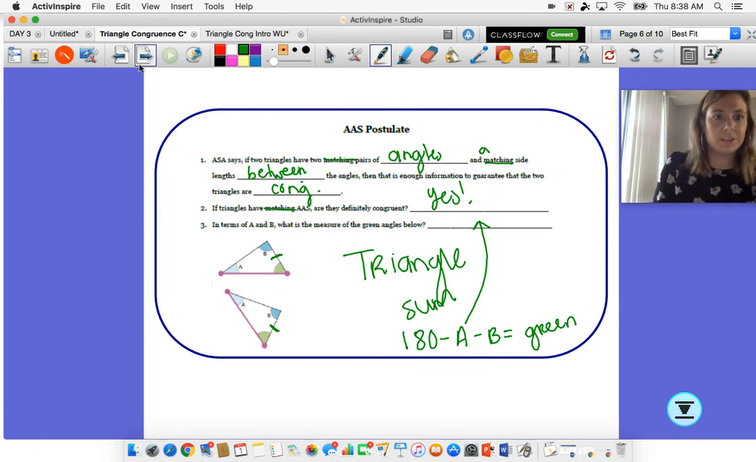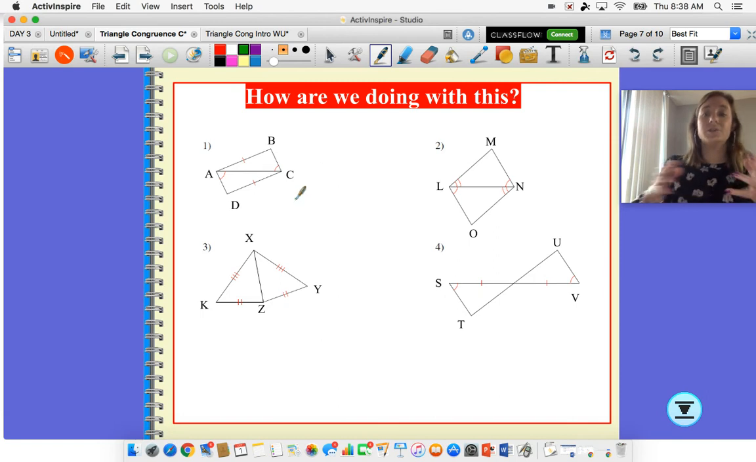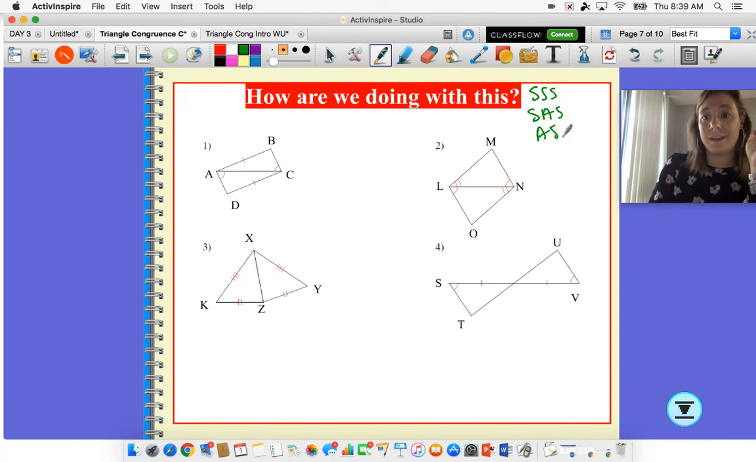So let's look at some practice. How are we doing with this? I'm going to do all of them. I want you to remember that we know 4 shortcuts. We know side, side, side. We know side, angle, side. We know angle, side, angle. And we know angle, angle, side. These are the 4 things that we know. So we're going to determine, do one of these apply?